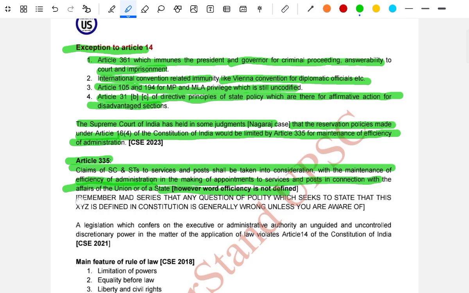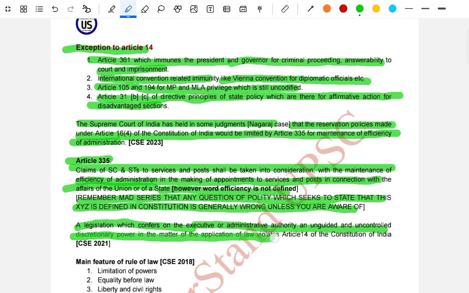Remember the question of polity: anything that is not defined in the Constitution is generally wrong unless the legislation confers on the executive or administrative authority unguided, uncontrolled, discriminatory power in the matter of application of the law, which violates Article 14 of the Constitution of India.